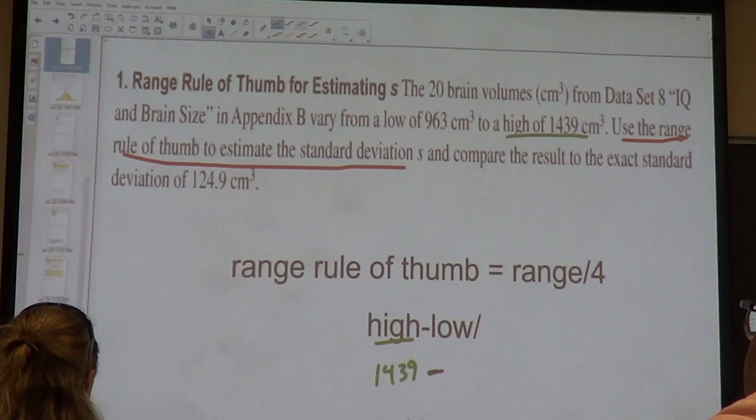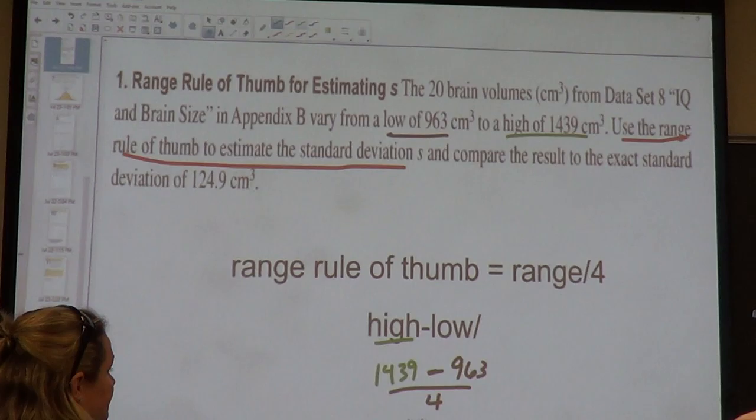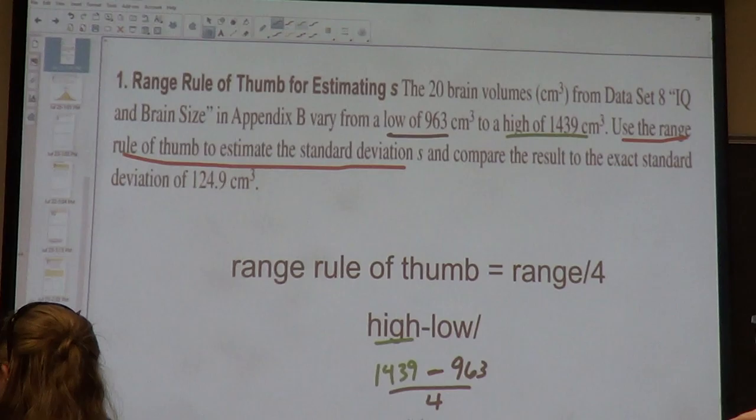High minus my low value is 963, divided by 4. That's it. They threw in a bunch of extra stuff to see if it would draw you in. And a lot of y'all were headed to stat edit, stat calc. There's nothing to type in. They just said, what's the range rule of thumb?